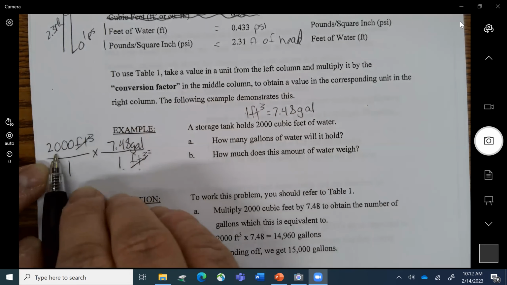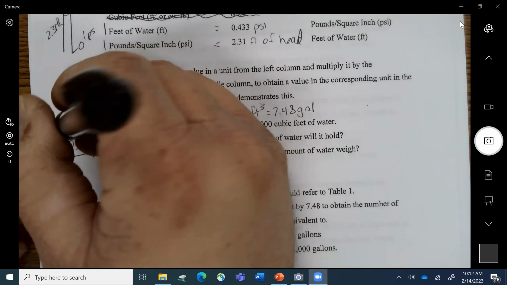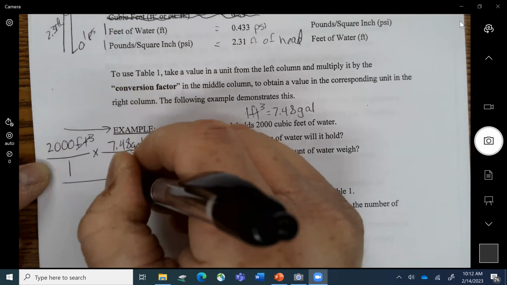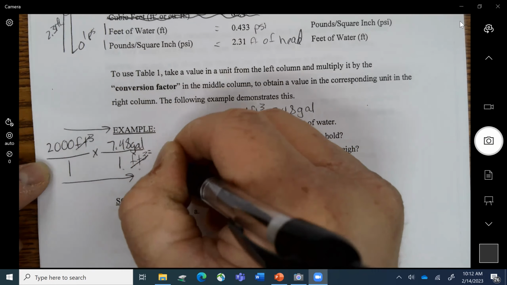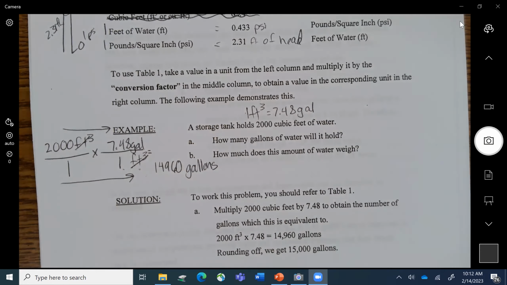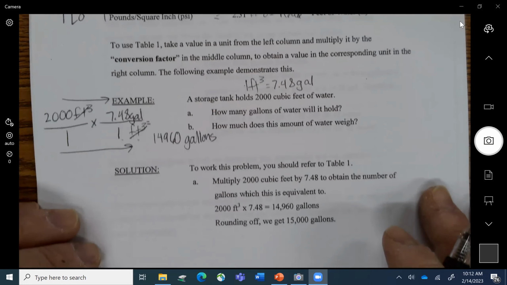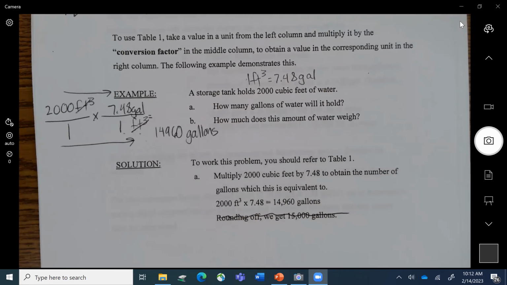2,000 cubic feet got canceled, cubic feet times 7.48. So everything across the top, everything across the bottom. Well, the top is going to be 14,960 gallons. I will not round that to 15,000 like it says here. Okay. I will make it clear.